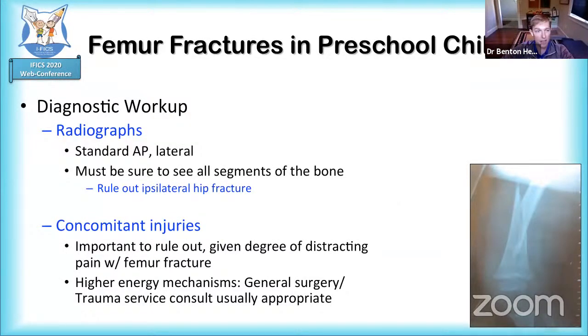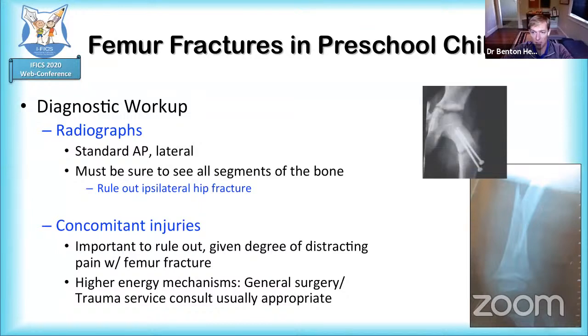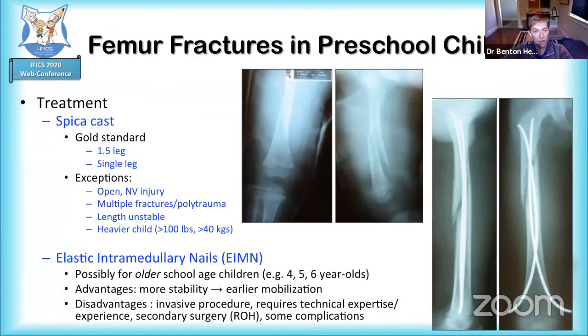So our standard diagnostic workup is AP and lateral x-rays, and we need to make sure we see all segments of the bone. Concomitant injuries, certainly with higher energy mechanisms, are important because of the distracting pain with femur fracture. So a secondary survey is key. And then general surgery or trauma service if it's a higher energy issue. Other fractures in the same bone are pretty exceedingly rare in this group, but have been reported. So that's why we want to make sure we see all parts of the bone.